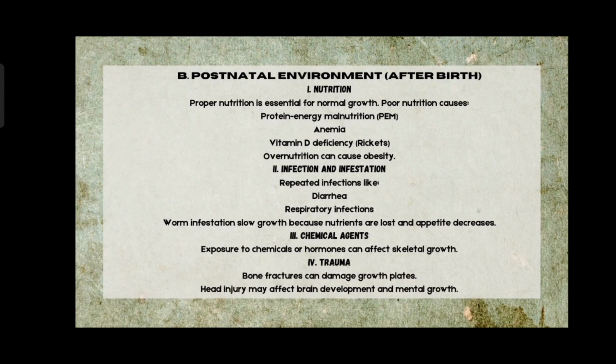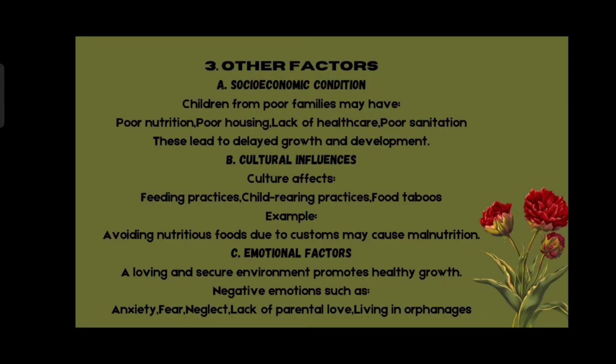Exposure to chemicals or hormones can affect the skeletal growth of the child. Then trauma. Bone fractures can damage the growth plates. Head injury may affect brain development and mental growth. These are the two types of environmental factors. Then the third one is other factors. Under that, the first one is socio-economic condition. Children from poor families may have poor nutrition, poor housing, lack of health care and poor sanitation. All these factors will cause delay in the growth and development of the child.